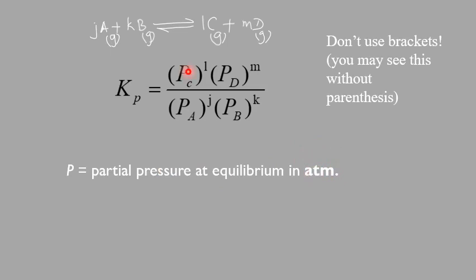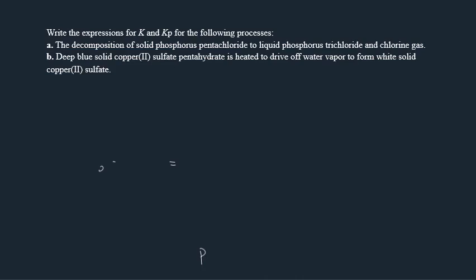P of C stands for the product, and l is the coefficient of that, and P again for the partial pressure of D, the product, and m the coefficient. So note that again we are putting parentheses, not brackets, divided by, we have our reactant A, so PA to the power j and PB to the power k. That's how we are going to express it in terms of partial pressure. And now to write the Kp expression for a specific reaction, let us see these examples.